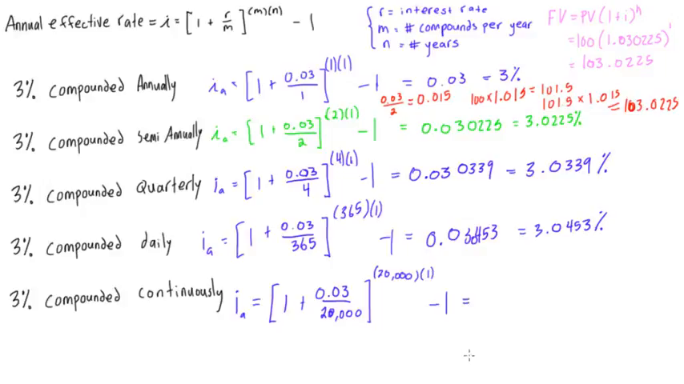And we're going to find the annual effective rate when you compound continuously at 3% is going to be 0.03045. Alright, and this translates obviously to 3.0455%. So we've made a huge jump. We're up to 20,000 compounds per year, and you're barely making any substantial increase at all.